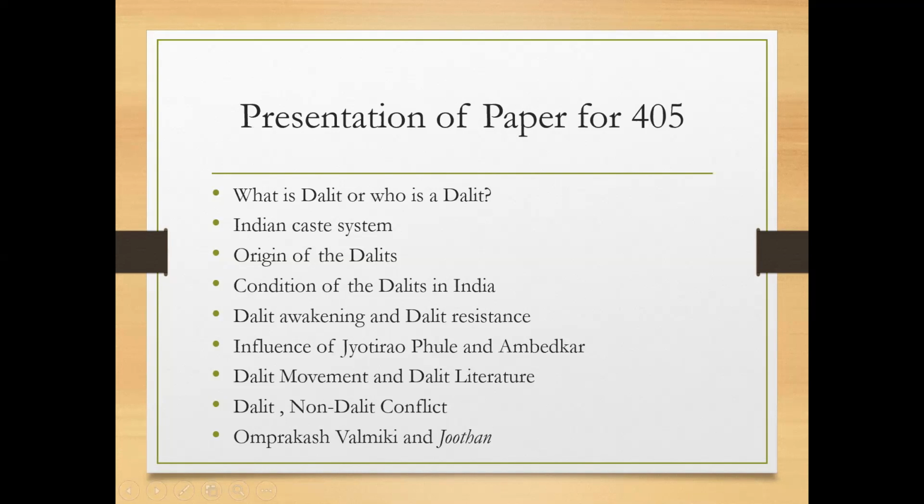Sir, what information should we give from Jutan? From Jutan, you have to show what? Just try to locate all these points. The conditions of the Dalits in India, and you have to show the condition of Om Prakash Valmiki when he started his journey as a boy, as a child, as a student.